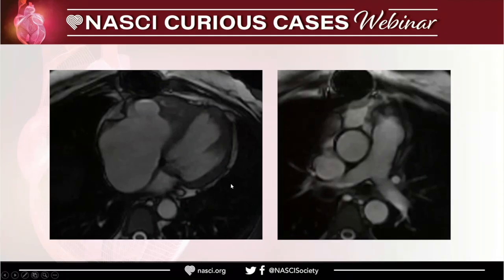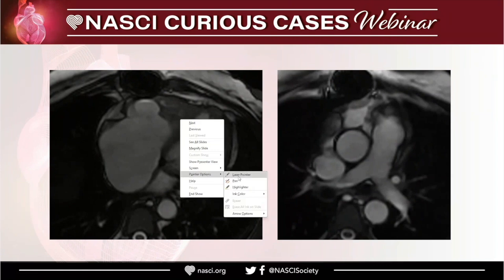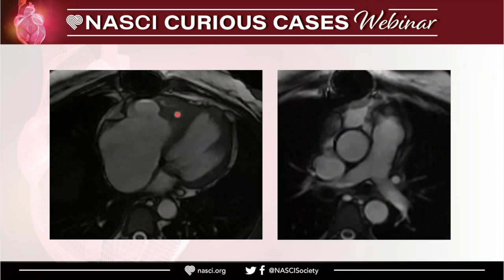So this is the axial bright blood image, which showed the mass-like thickening. And is my pointer visible? Yes. All right, perfect. So this was the mass-like thickening, which was centered in the mid to apical right ventricle. And this is the cine.